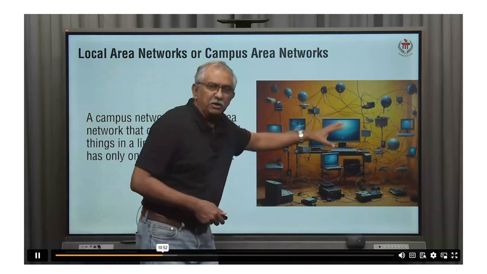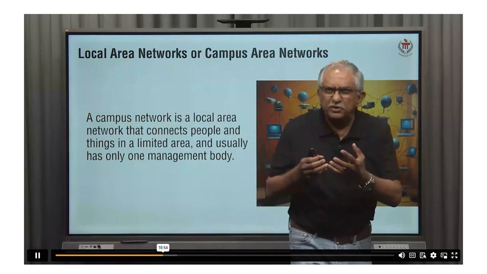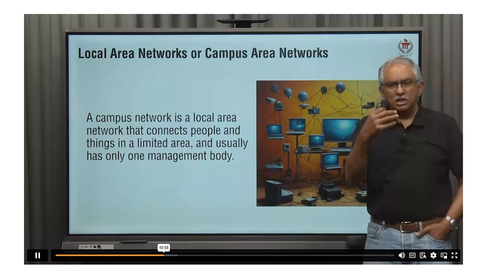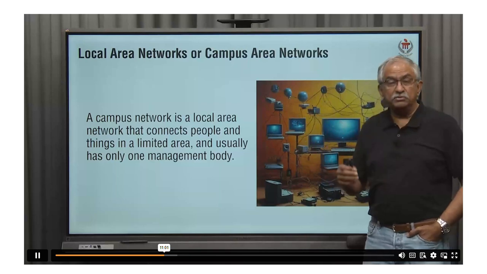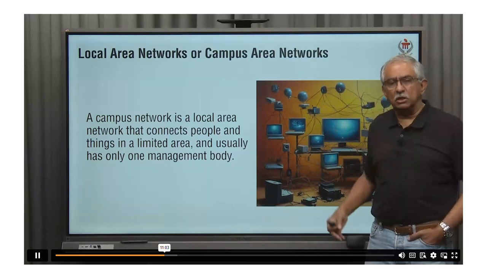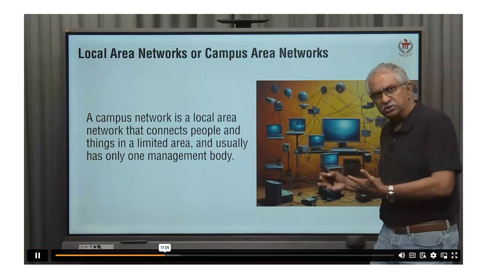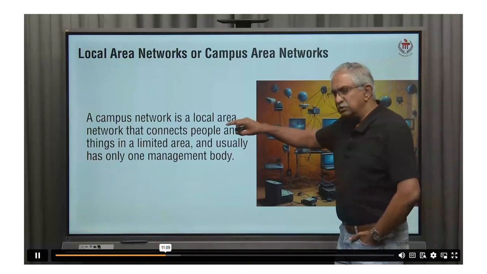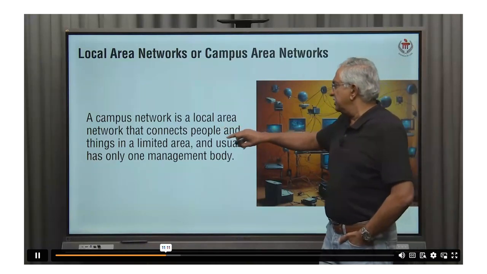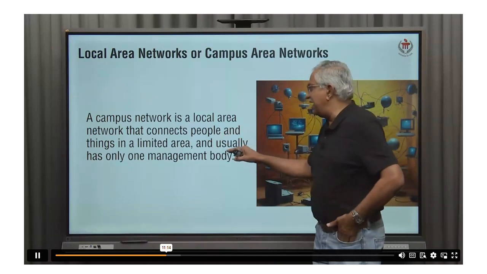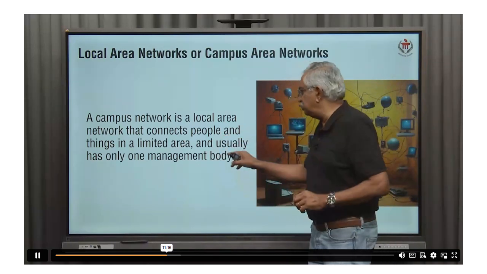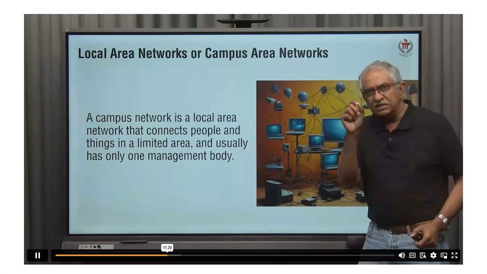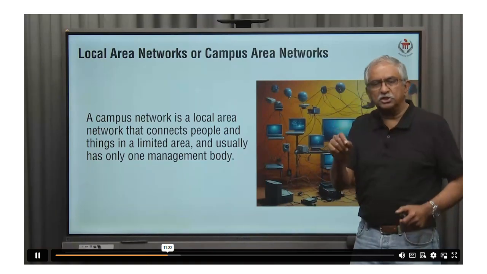If you look at a typical office setup, there are still in an office many kinds of devices. There are computers, laptops, there are mainframe systems, there are connections to the cloud, there are mobile phones, everything connected to this, right? Typically, an office area network or a campus network connects people in a limited area and has only one management body. What do I mean by this management body? It means there is a centralized IT department in the organization.